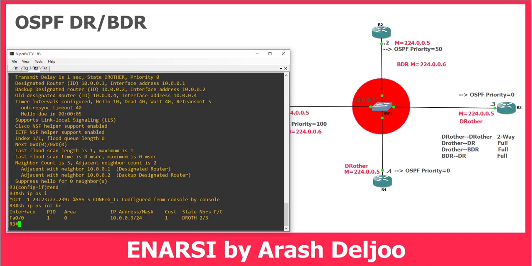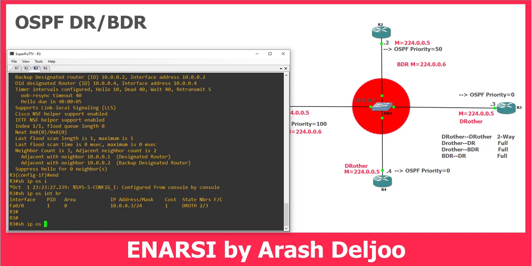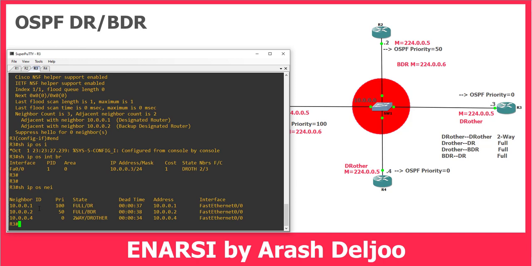Let me go to router 3. Router 3 is the DRother. Show IP OSPF neighbor shows us that we have again 3 neighbors: router 1, router 2, and router 4. The priority of router 1 is 100. The priority of router 2 is 50. The priority of router 4 is 0. We have full adjacency with the DR. We have full adjacency with the BDR. But with the DRother, we have only two-way neighborship. Now you can easily understand these terms.